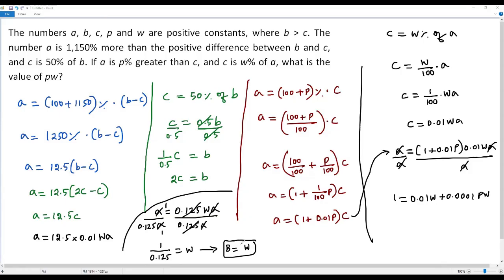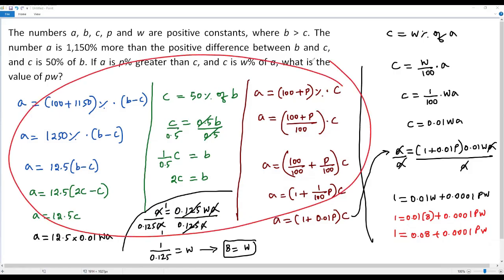Now I can plug in this value 8 for W over here. Then I'm getting 1 equals 0.01 times 8 plus 0.0001 P times W. When I multiply these, I'm getting 1 equals 0.08 plus 0.0001 PW. Now we have to solve for PW in this equation.